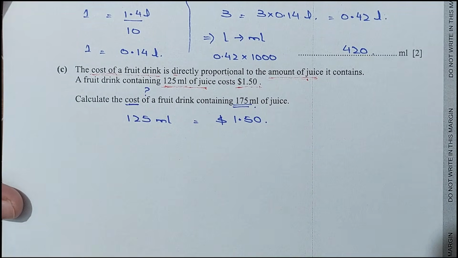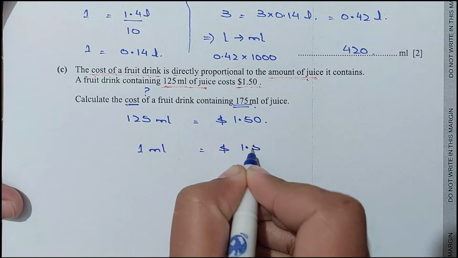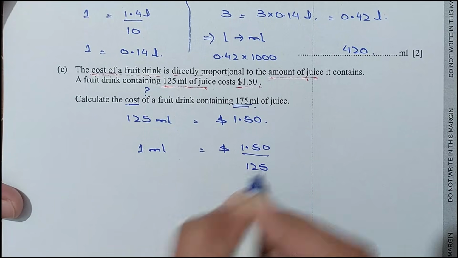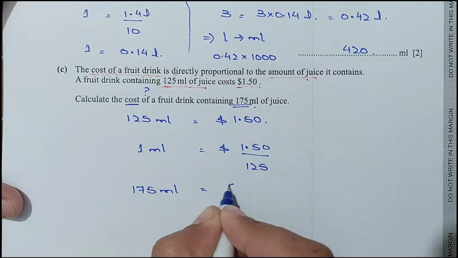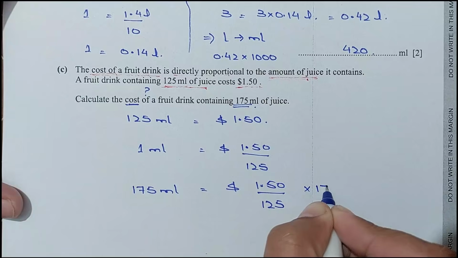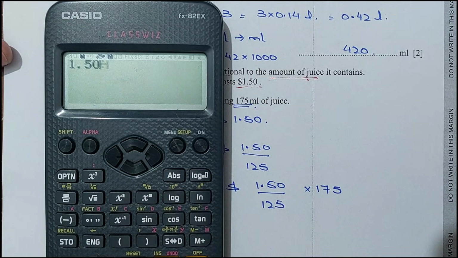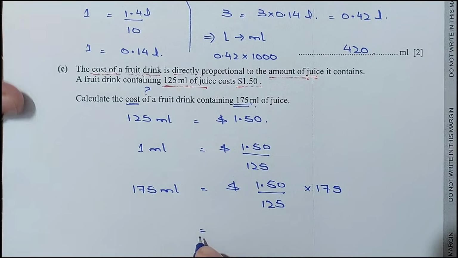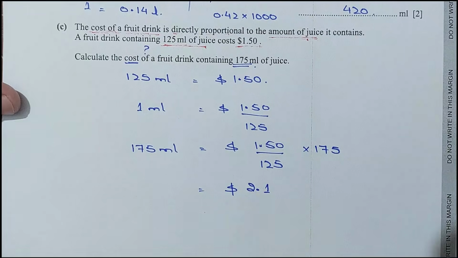All right, so let's solve for 1 milliliter. The cost of 1 milliliter is 1.50 divided by 125, right? And for 175 milliliters, the cost is 1.50 divided by 125 times 175. This is 2.1. So the cost of that drink is $2.10.